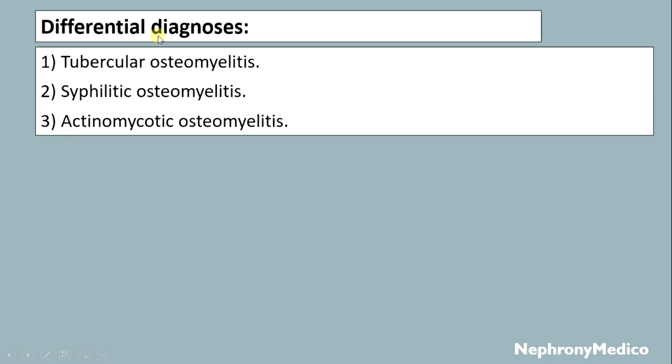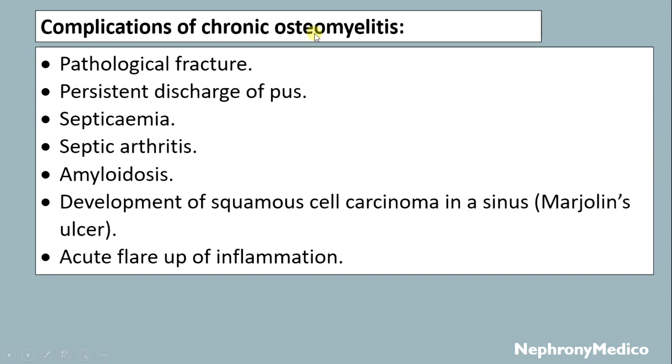Now, differential diagnosis of chronic osteomyelitis includes tubercular osteomyelitis, syphilitic osteomyelitis, and actinomycotic osteomyelitis. Complications of chronic osteomyelitis: pathological fracture, persistent discharge of pus, septicemia, septic arthritis, amyloidosis, development of squamous cell carcinoma in the sinus, and acute flare-up of inflammation.